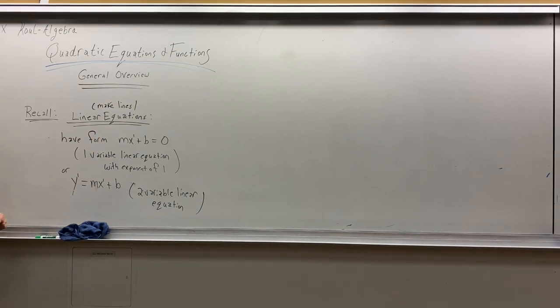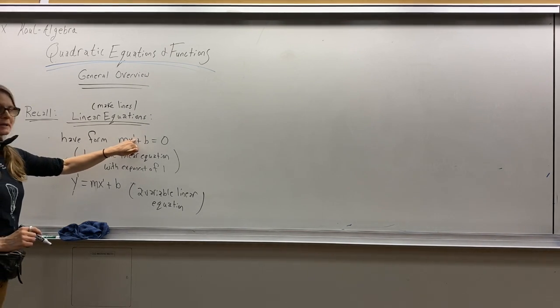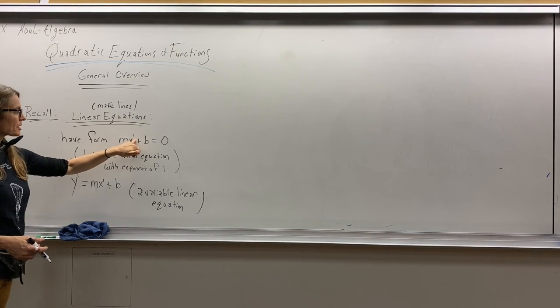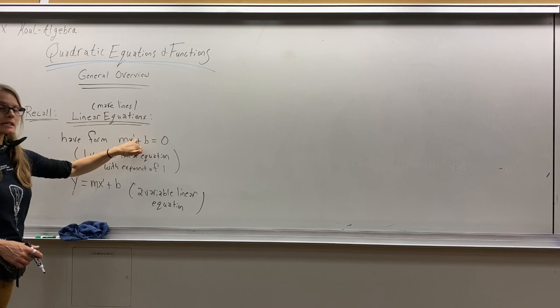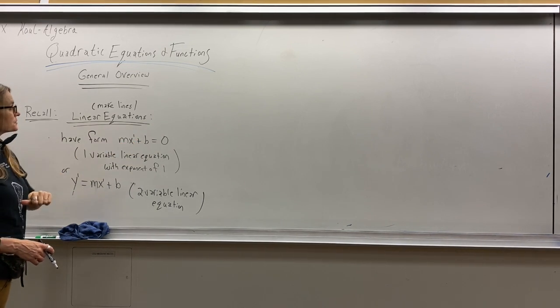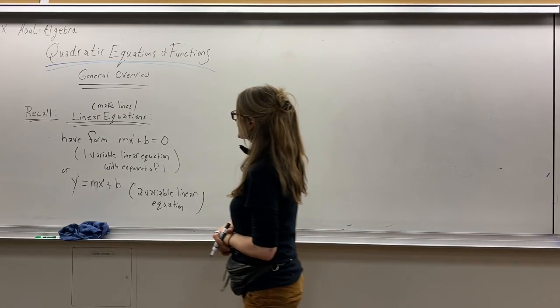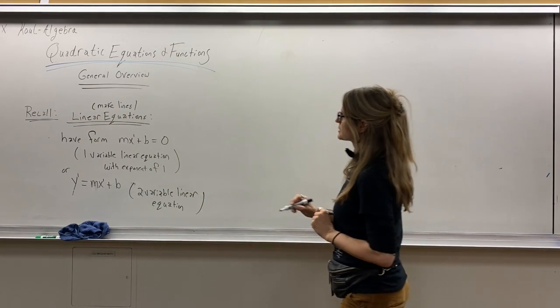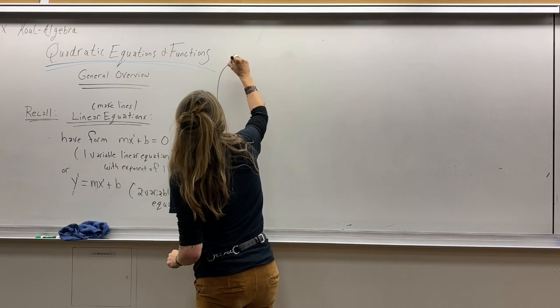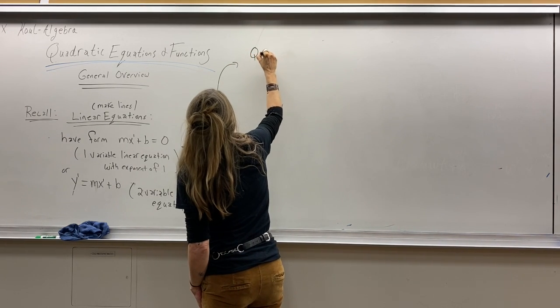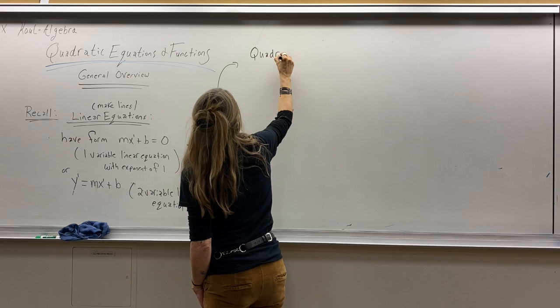So now we're going to go one step above this, and look at what happens to the algebraic properties when we increase the exponent by 1. We also want to look at the graph correlation there. So lines we've got mastered, and we're going to move on. Let's take a look at what we mean by a quadratic equation.